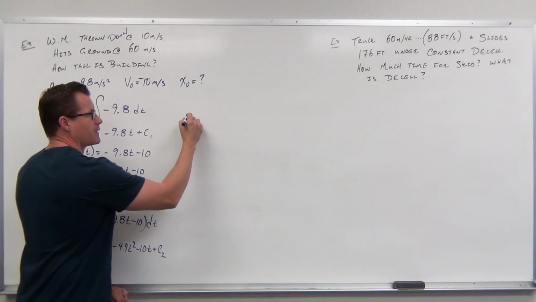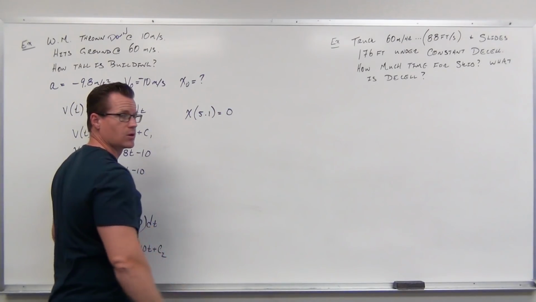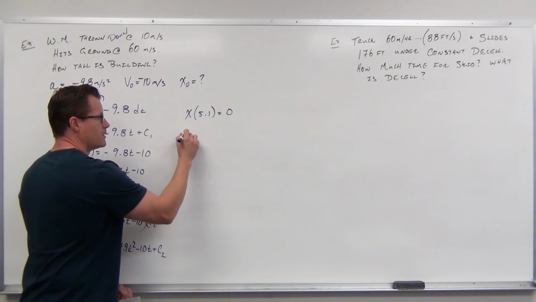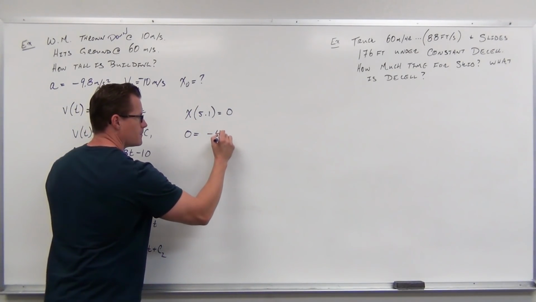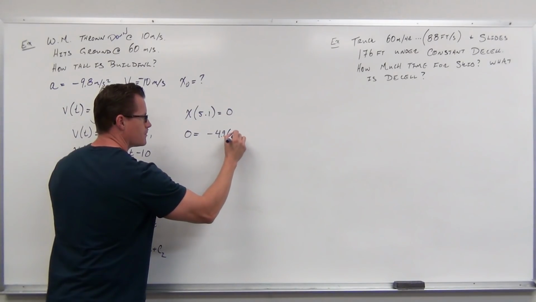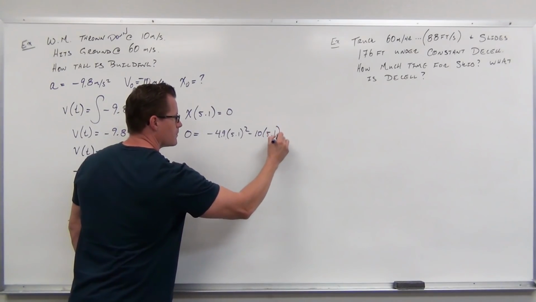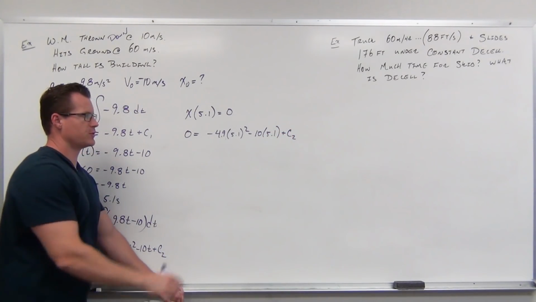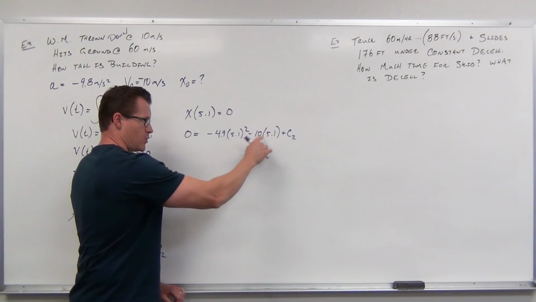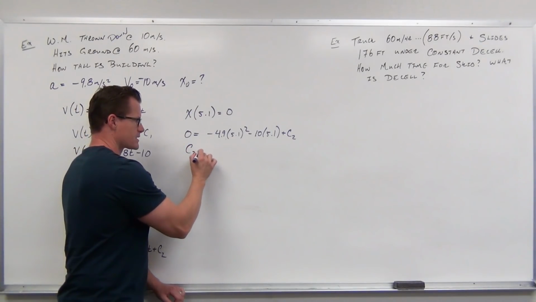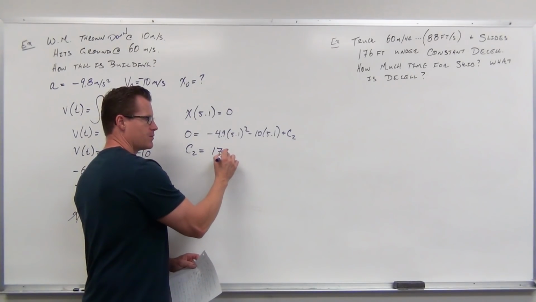So we know that a position at 5.1 seconds is 0. That's what we know. Let's use that. So 0, after 5.1 seconds. If we square 5.1, multiply by negative 4.9, multiply 5.1 times 10, subtract it, C sub 2 is going to equal 178.4 meters.